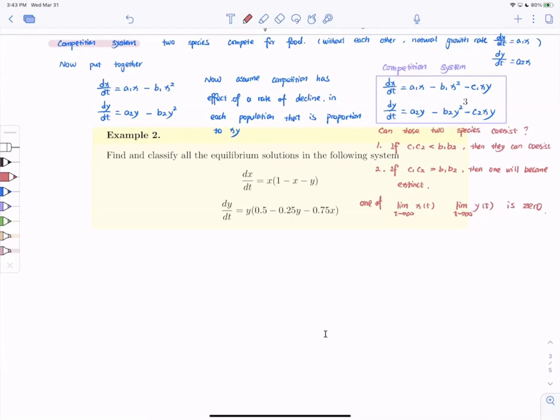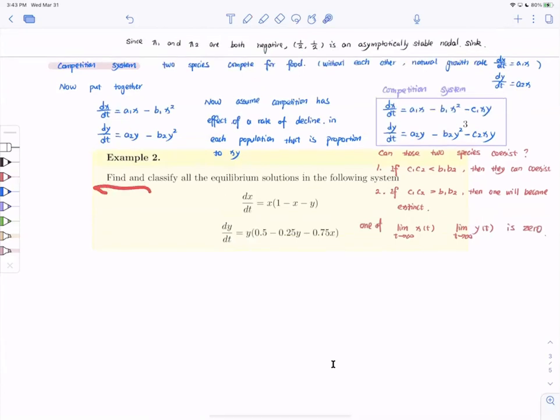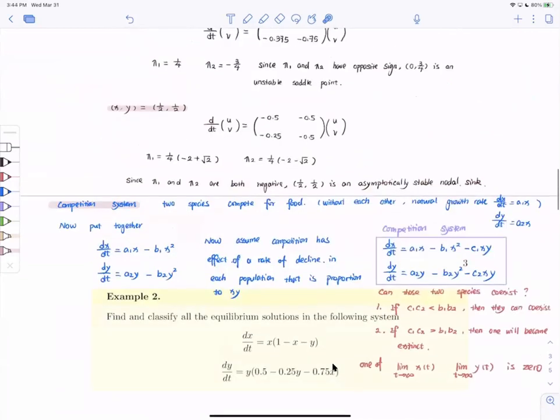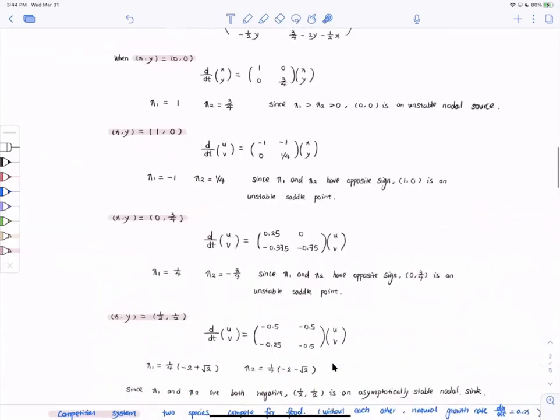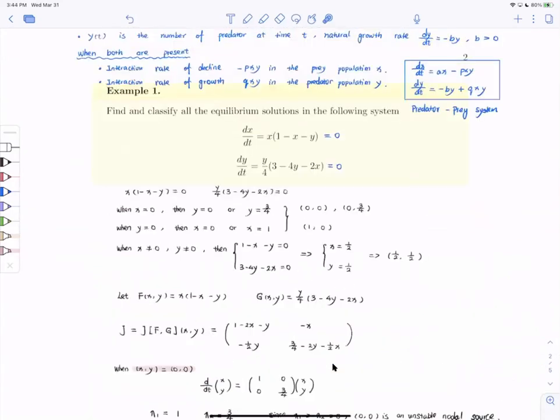Most likely they will ask you to find and classify all the equilibrium solutions, and then ask whether the two species can coexist for this system. If they can, compute the limit. If they cannot, compute the limit. For the previous question, do they coexist? Well, you tell me. What are my c1c2 and b1b2? Basically, you just need to compute this.